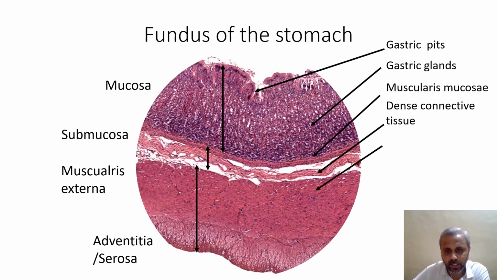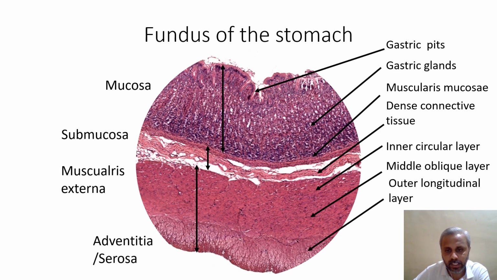The muscularis externa is peculiar in stomach. It is made up of three layers: an inner circular layer, a middle oblique layer, and then an outer longitudinal layer. In this picture, we cannot appreciate the distinct arrangement of these muscles into these three layers. The serosa, which is not evident in this image, is usually made up of a single layer of mesothelium.